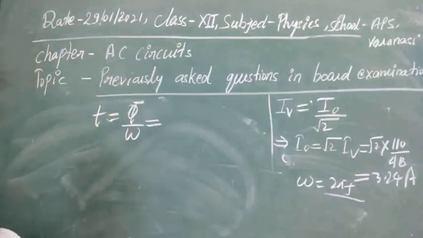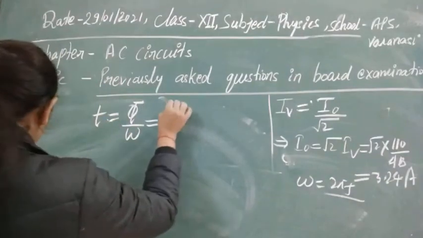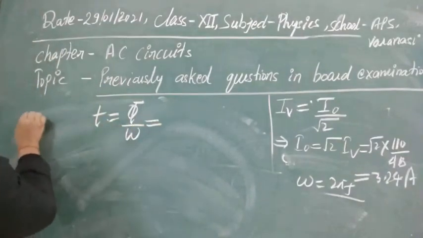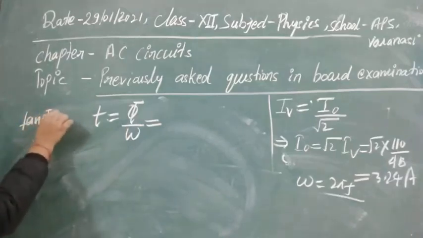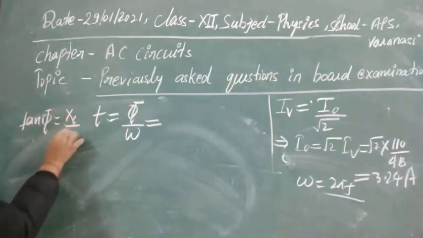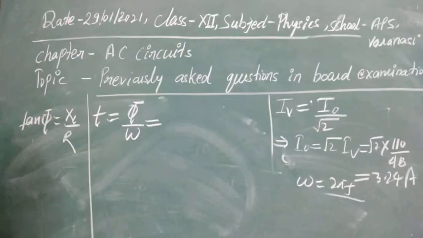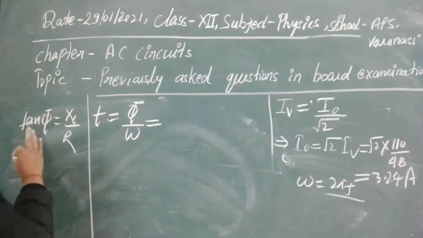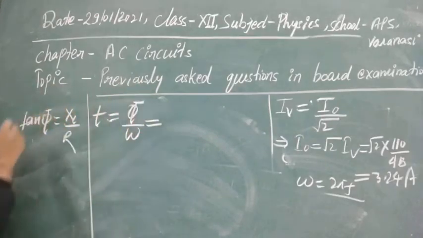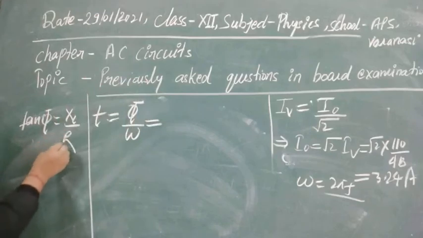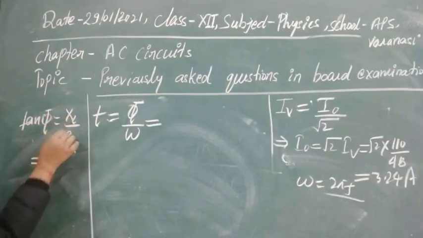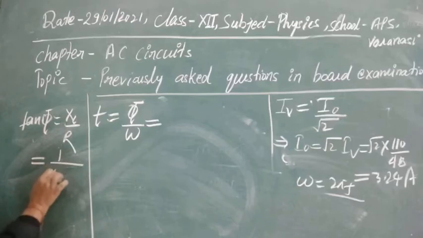The value of phi, we know that tan phi is equal to Xc upon R. So this is the phase between voltage and current in a capacitive resistive circuit. Now we can just solve, put the value of Xc, that will be equal to 1 upon omega C, and here this value is R.